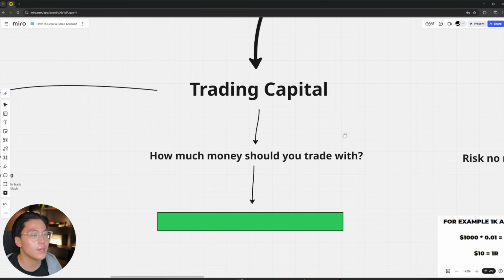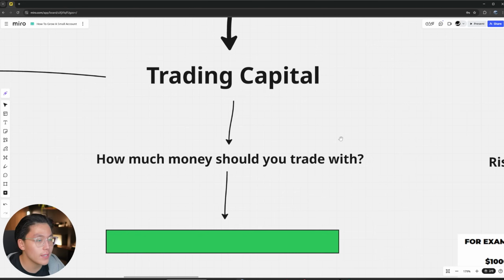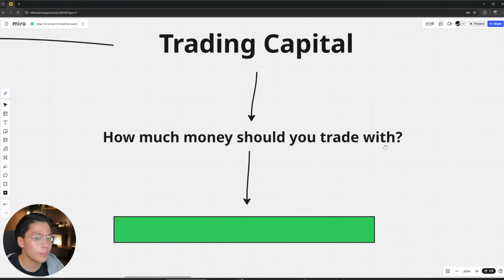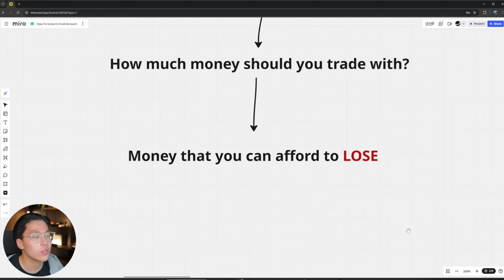So the one question that I always get asked is, how much money should you trade with when I first start trading? And the one answer that I can give with 100% certainty every single time is money that you can afford to lose. The reason why I say this is because when you trade, what you're doing is putting on risk. Every single trade that you take, you're putting on risk in the markets. And there's a difference between putting on risk and accepting risk. Accepting risk is what's important because you're letting the probabilities play out.